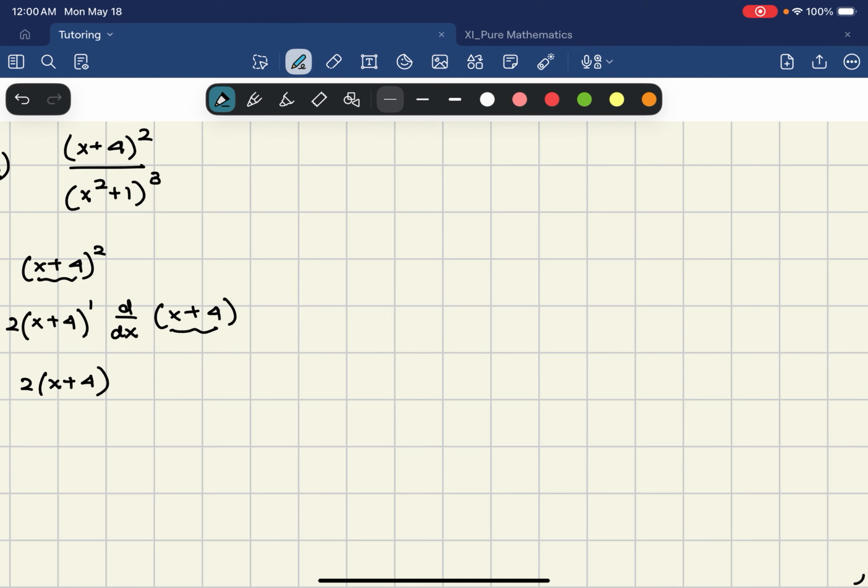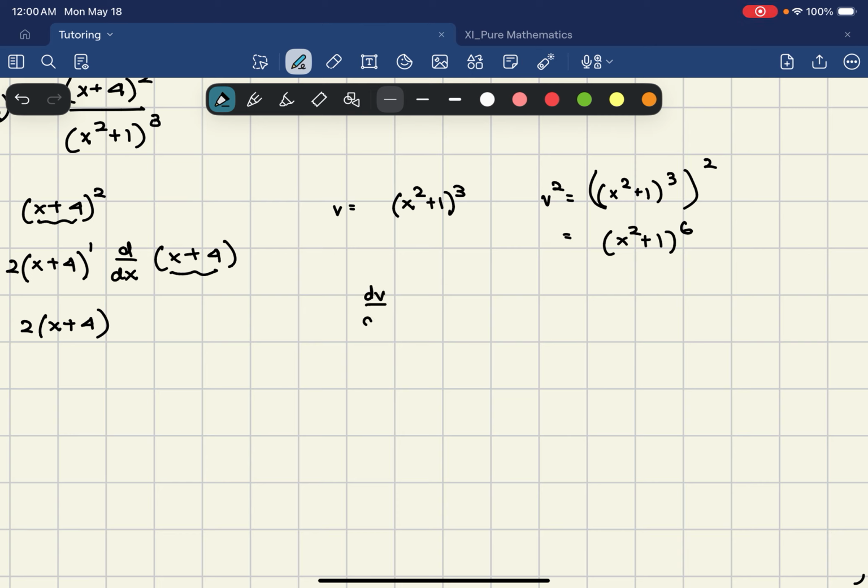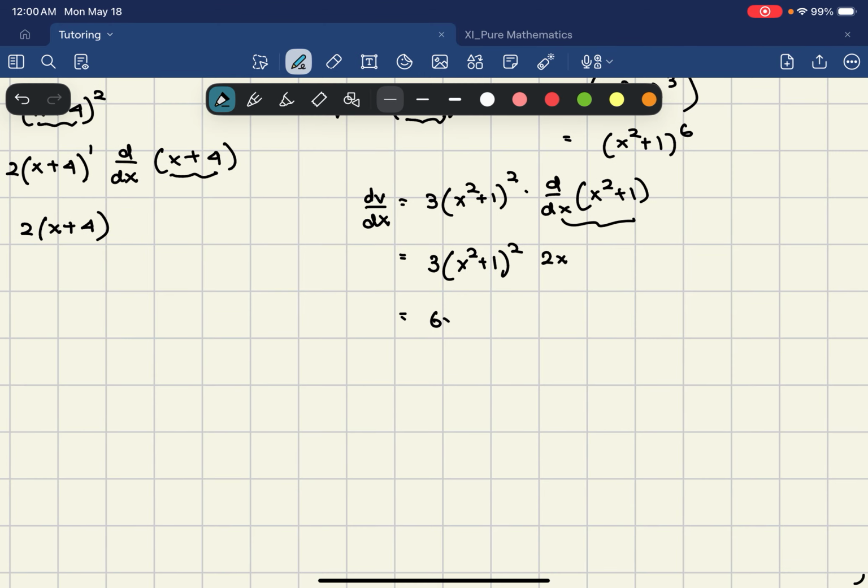All right. And v is my denominator, (x squared plus 1) to the power 3. So v squared is just going to be ((x squared plus 1) cubed) squared. So that is going to give me (x squared plus 1) to the power 6. dv by dx, you bring the 3 to the front, 3(x squared plus 1) squared times any x inside, so you have to differentiate it again. All right, so you have 3(x squared plus 1) squared times 2x. You get 2x when you differentiate that. So that is 6x(x squared plus 1) squared.